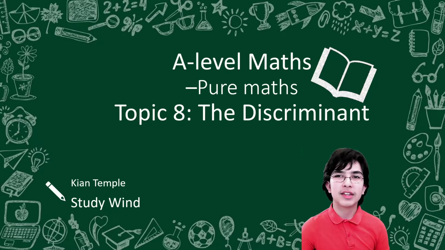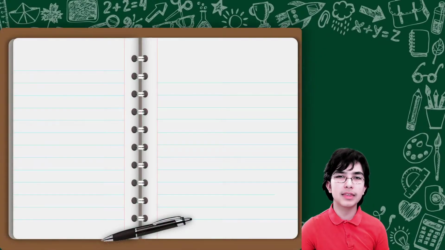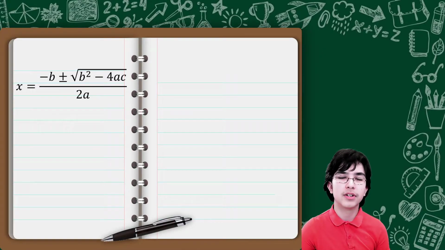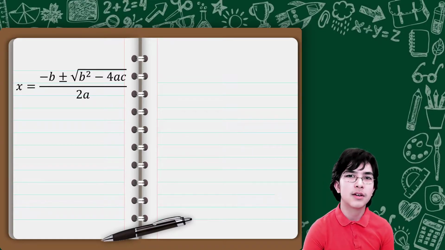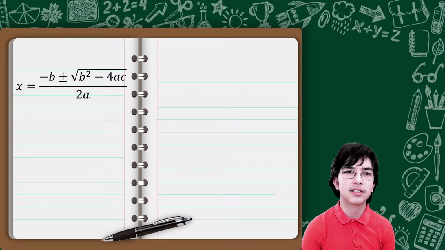Today we will be looking at the discriminant. So the discriminant in the quadratic formula is b squared minus 4ac. This number can show you how many solutions a quadratic equation has, without you having to calculate the whole equation.